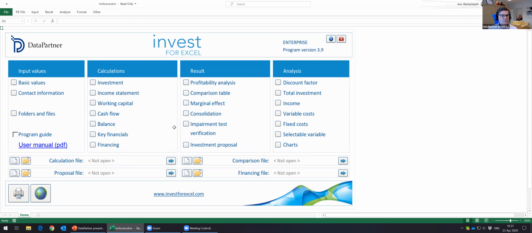And so this is the starter screen of the program, and here you also see the different parts within the program. So let me just give you a short introduction to that.